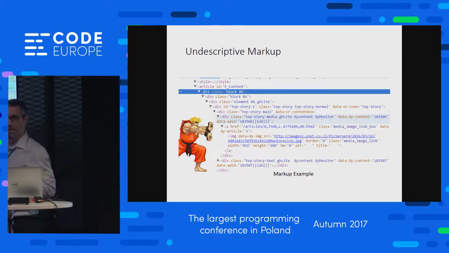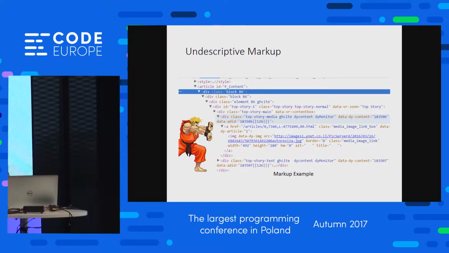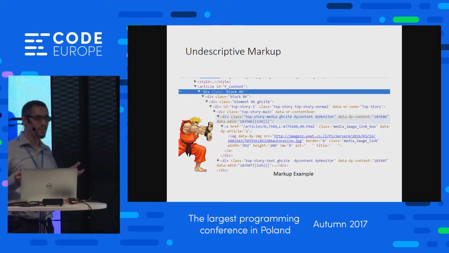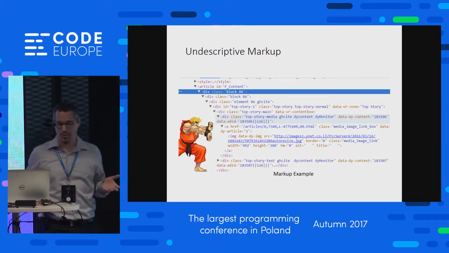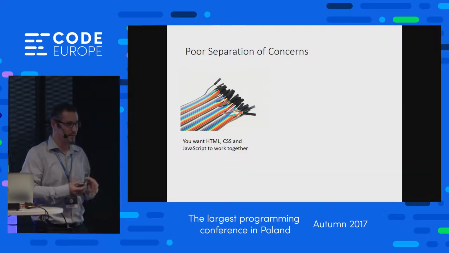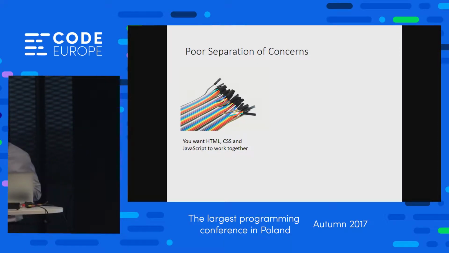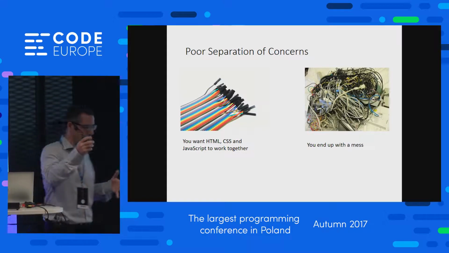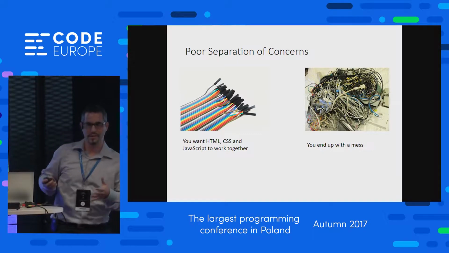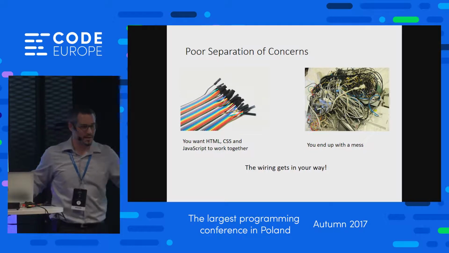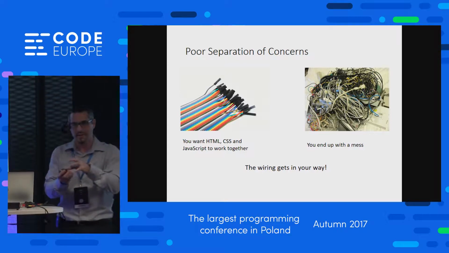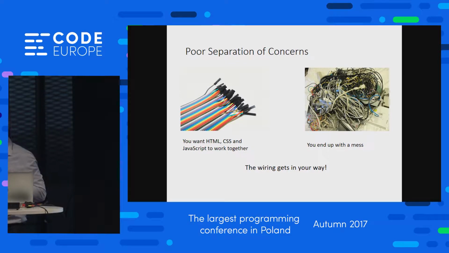Second, we have poor separation of concerns. What I mean by that? So you want to create something with HTML, CSS, and JavaScript, and you want those things to work together, but you end up with a mess. Why? Because the wiring gets in your way. We need to write HTML and CSS for display and everything else, and JavaScript for behavior, and try to mix them all together into some component.